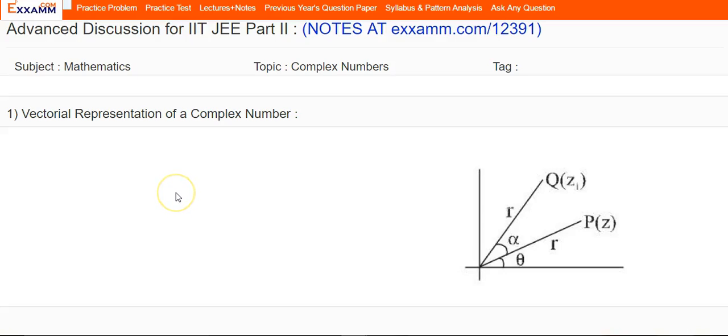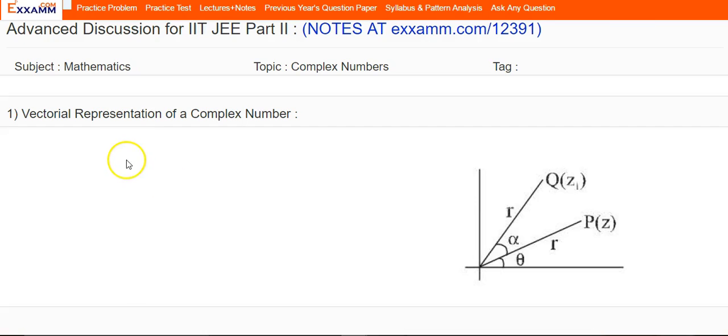Hi friends, in this lecture we are starting with vectorial representation of complex number. We will consider various graphic representations for complex numbers like equation of line, equation of a circle in complex plane, and similarly equation of parabola, hyperbola, ellipse, etc. So this is the most important topic of complex variable for IIT JEE. So please pay due attention.